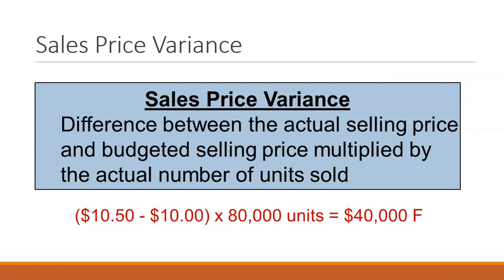So sales price variance, this is the difference between our actual selling price and the budgeted selling price multiplied by the actual number of units sold. So in our example from the textbook, we have an actual selling price of $10.50 per unit. Our budgeted selling price was $10 per unit, so that difference is 50 cents per unit times the number of units sold, 80,000 units. That's where we get that $40,000 favorable sales variance from.